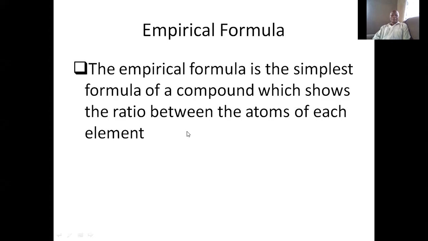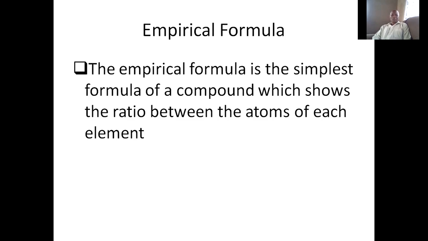Actually, an empirical formula is the simplest formula for a compound, which shows the ratio of atoms in each element. In other words, when you have a compound and you look at the composition of atoms of each element, you will notice that it is simplified, meaning that it would be the simplest number of actual atoms in that particular compound. And so this is the procedure we are going to do.